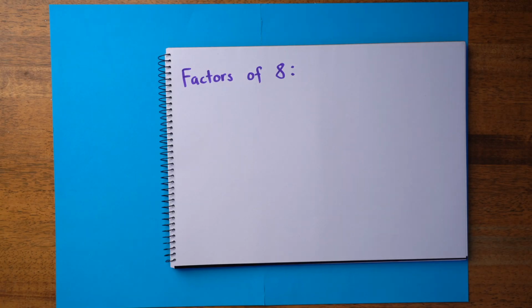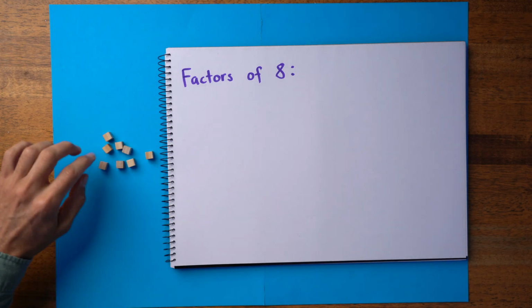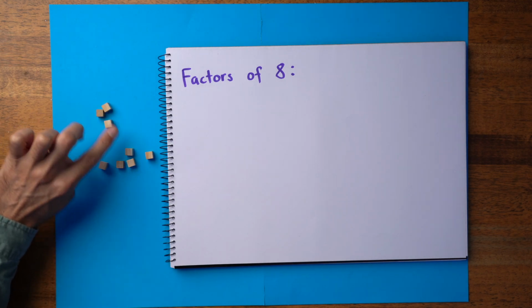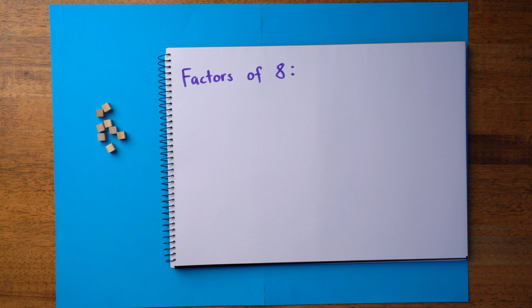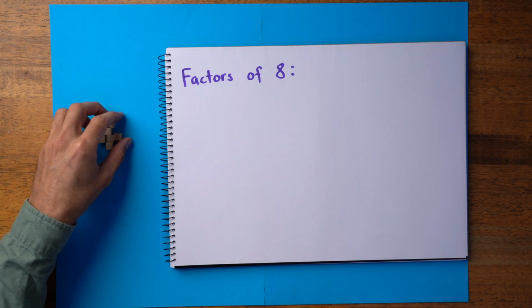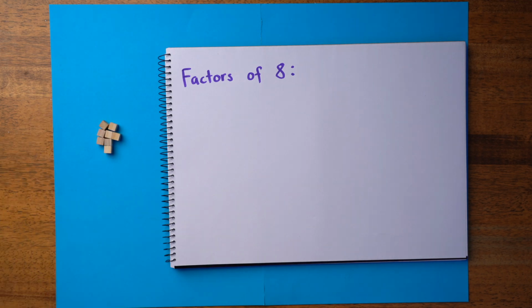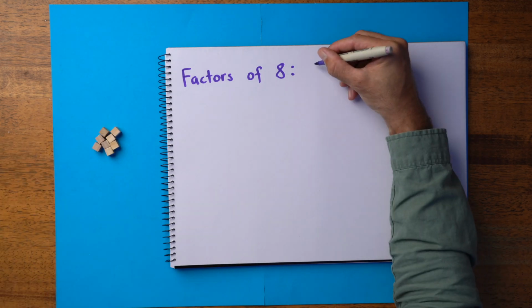We can look at factors for any number that we want. In this first example, we're just going to look at the number 8. To work out the factors of 8, I'm going to grab 8 blocks. 1, 2, 3, 4, 5, 6, 7, 8. And then we're going to go through and see what numbers we can share 8 evenly between. Can I share it evenly between 1? Yes, I can. The first factor of 8 is 1.